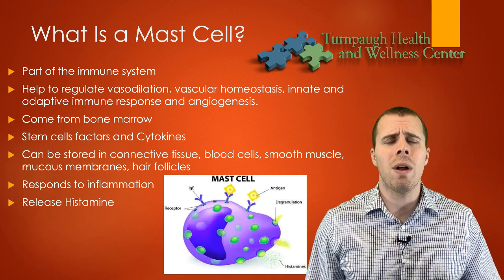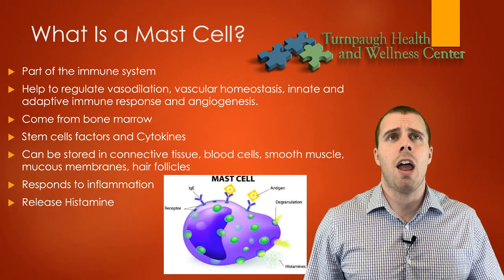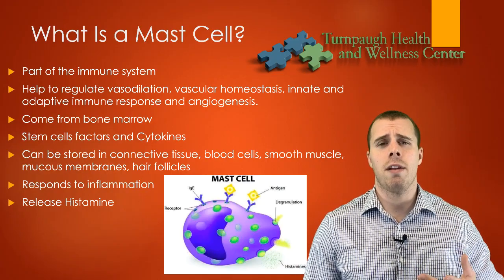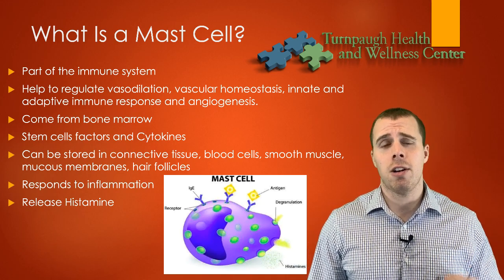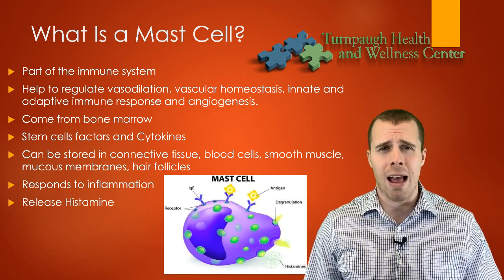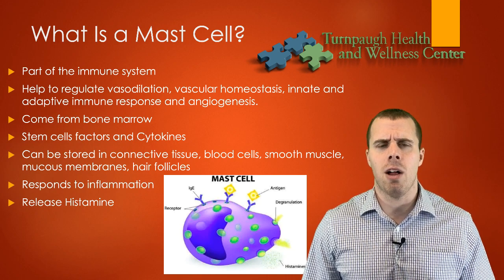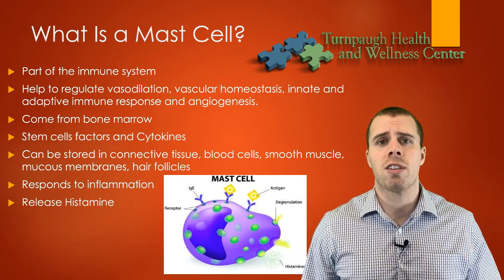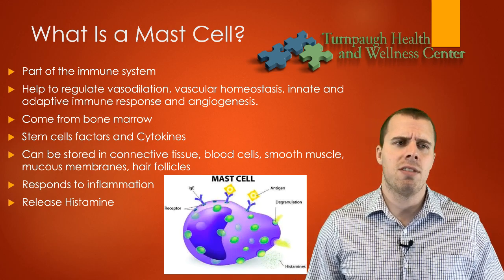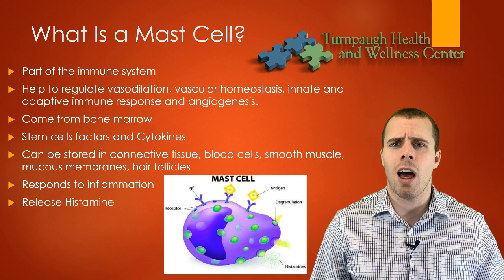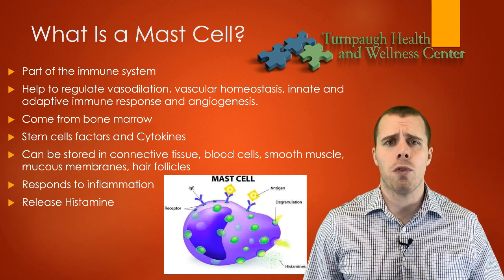What happens with these mast cells is that something happens in regards to an inflammatory response in the immune system. The mast cells will travel as progenitors in the bloodstream. A mature mast cell can't travel in a bloodstream, so it will travel as, think of a baby mast cell. It travels through the blood and goes to a site of inflammation. These main sites are going to be sites of connective tissue, sites that have blood cells or vascularization or blood vessels, smooth muscle, mucous membranes, and hair follicles.